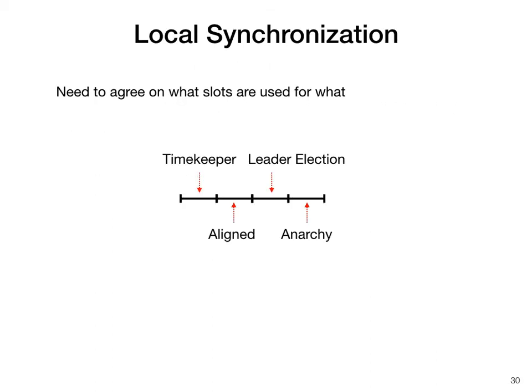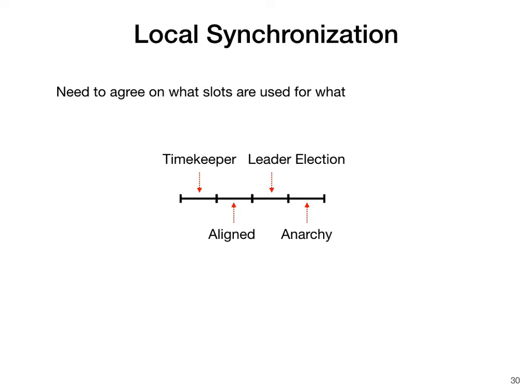To handle this problem, we can reserve slots in a way that allows jobs to determine which slots correspond to which purpose. We have 4 slots as illustrated here. The timekeeper slot is used by a leader, if one exists, to broadcast a notion of time. A leader will also include its own deadline in this broadcast. This allows jobs to know when that leader is scheduled to depart so that another leader can be elected before that happens, if need be.